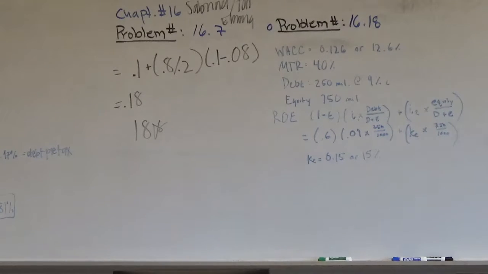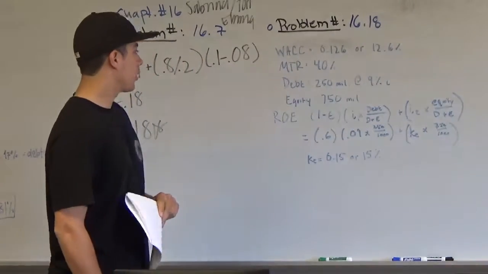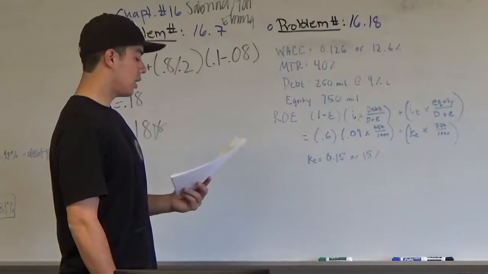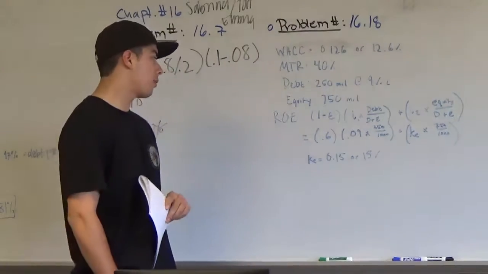Alright, so this one's pretty much asking the same thing. You're given the weighted average cost of capital, which is 12.6%, the marginal tax rate, and the debt and interest that's applied to it, as well as the equity. So it's asked to find the return on equity for this one.